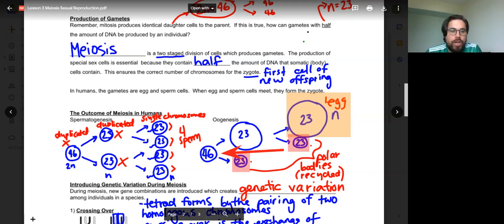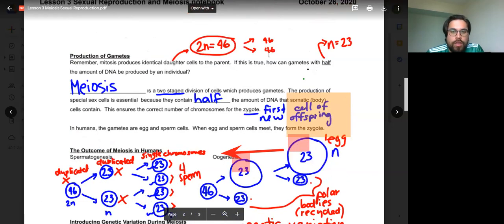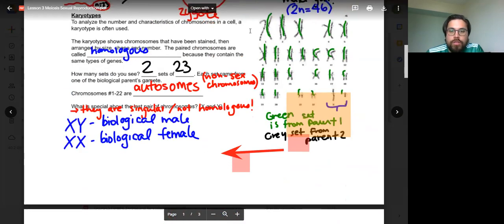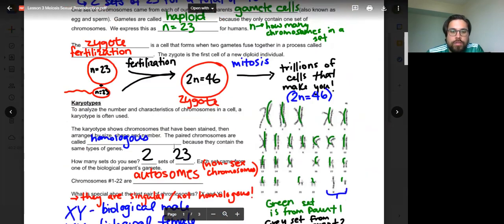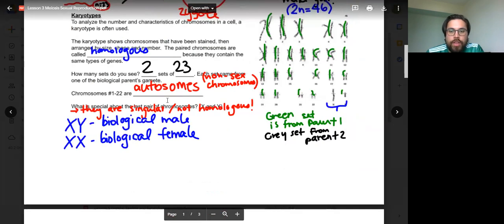Chromosomes 1 to 22 are called autosomes. Chromosome 23 is the sex chromosomes. They are the sex chromosomes, for lack of a better word. Yeah, there's sex chromosomes. I'll put that here.